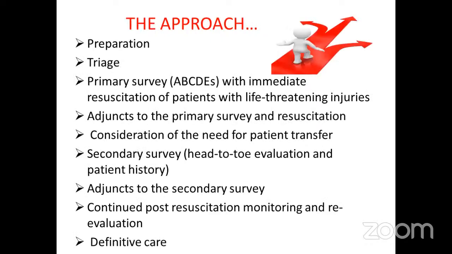Coming to the approach, how do we approach a trauma patient? First is preparation. Our hospital or the ER should be prepared to handle a trauma case, and then triage. Then comes the primary survey with immediate resuscitation of patients with life-threatening injuries. There are adjuvants to the primary survey and resuscitation, considering the need for transfer of the patient. Then the secondary survey, which includes a head-to-toe examination and a detailed patient history. We have adjuvants to the secondary survey and continued post-resuscitation monitoring and re-evaluation. And finally, the definitive care.